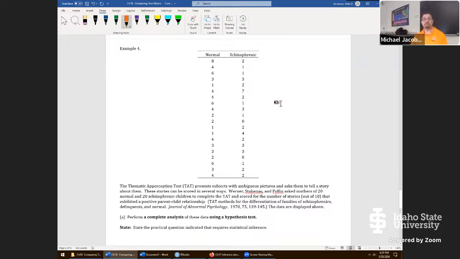Well, any questions at the moment, folks, before we delve into these data? Okay, these are pretty interesting data, and there's a lot going on with this.